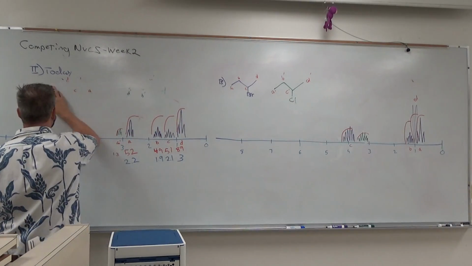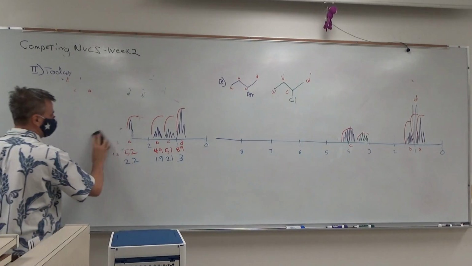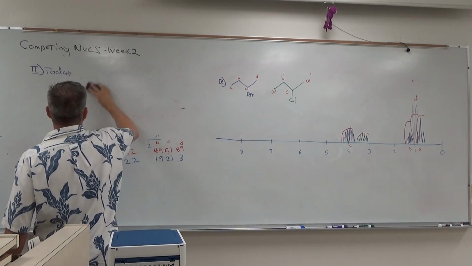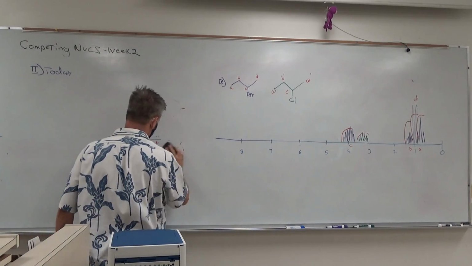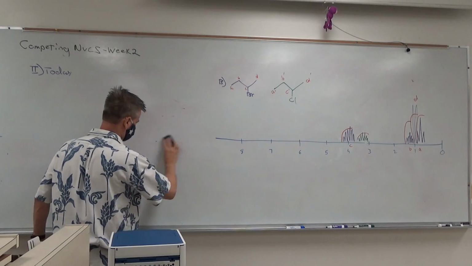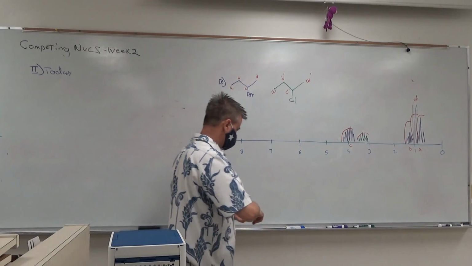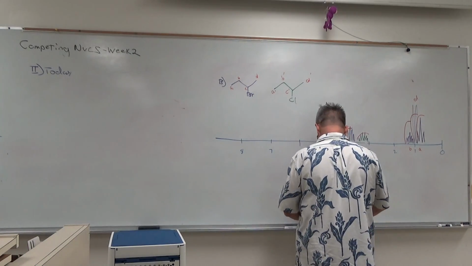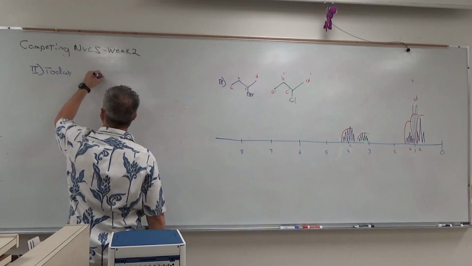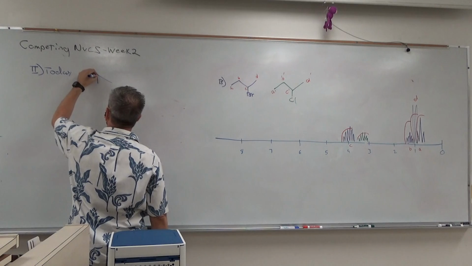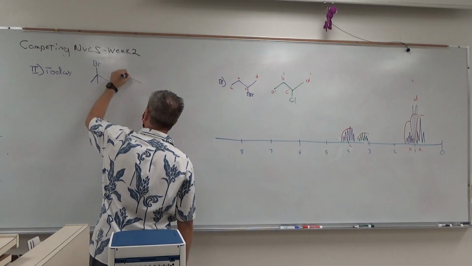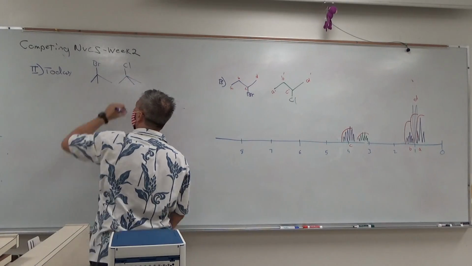Okay. Lastly, we're going to look at the T-butyl. And you already know GC. You're GC experts. Okay. We're going to be looking for a mixture. T-butyl bromide, T-butyl chloride. Okay.